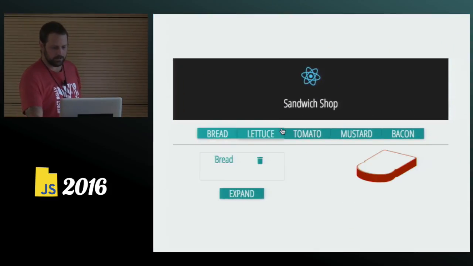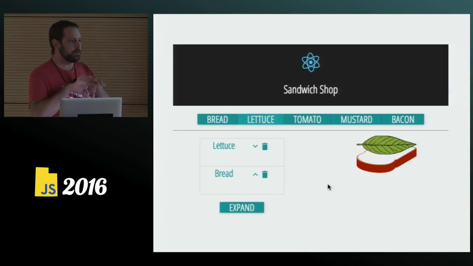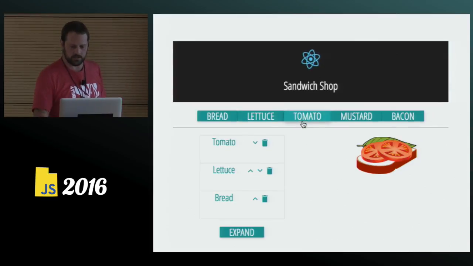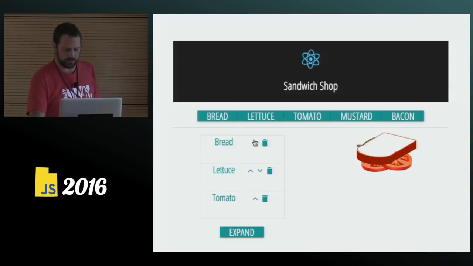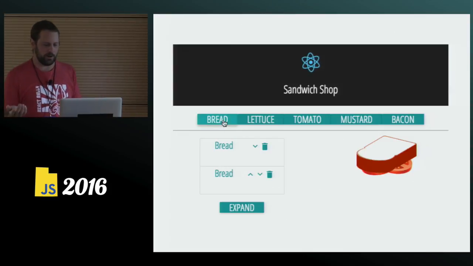So now I have bread, lettuce. I have this other component rendering at the same time. Even though these are different React components, they're sharing that ingredient state. So as it changes, now we can move our tomato underneath the lettuce, or move our bread to the top, just like that. Or we can get rid of lettuce, or whatever we want. So maybe you put the bread on. This is kind of how I would make a sandwich.